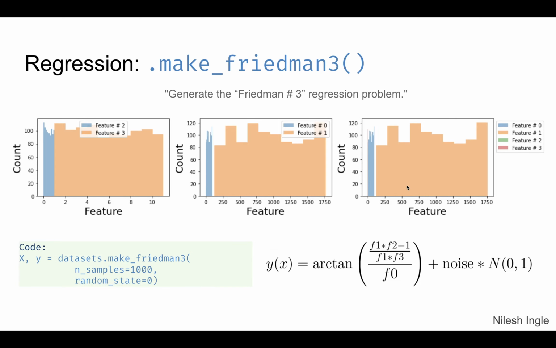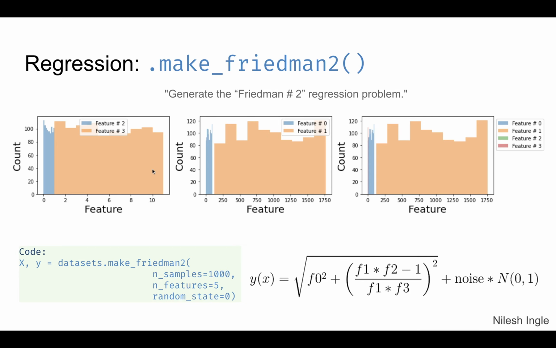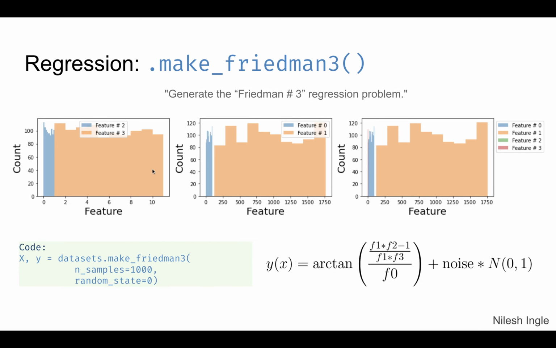And for Friedman 3, the equation is different, and I tried plotting this, and the plots look kind of identical to what we saw in the previous slide. So it looks like with those settings we may get a similar data set with make_friedman3.